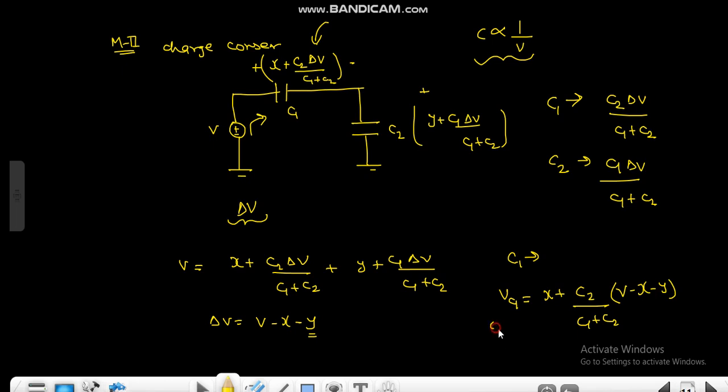And at C2, what would be V C2? It would be Y plus C1 upon C1 plus C2 into delta V. What is delta V? V minus X minus Y. So now this is an easier method. Now I will simply show how you should write the charge without applying these equations and everything.